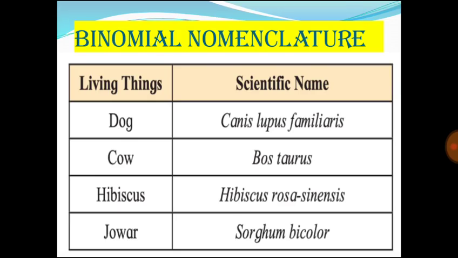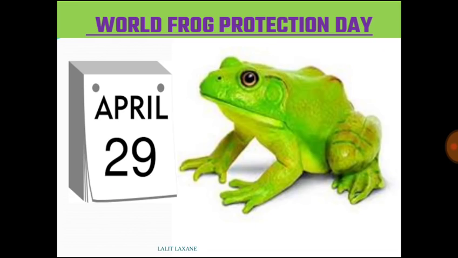Following are some of the examples of organisms from kingdom Plantae and Animalia classified by the binomial method of nomenclature. Living things and their scientific names: dog, Canis lupus familiaris; cow, Bos taurus; Hibiscus rosa-sinensis; jowar, Sorghum bicolor. Find out the scientific names of other animals and plants in your surroundings and discuss in classroom. 29th April is observed as World Frog Protection Day. Killing or harming frogs is prohibited by the Wildlife Protection Act.